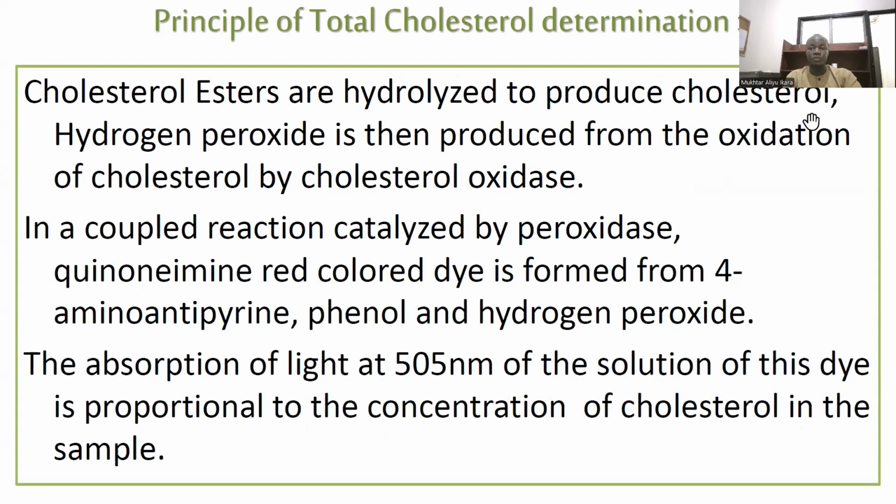So the cholesterol esters are hydrolyzed to produce cholesterol, and then hydrogen peroxide is produced from the oxidation of cholesterol by the cholesterol oxidase, and in a coupled reaction catalyzed by peroxidase, quinone imine red color dye is formed from 4-aminoantipyrine, phenol, and hydrogen peroxide. The quinone imine pink dye will now be measured at an absorbance of 505 nanometer, and the absorbance of the solution of this dye is proportional to the concentration of cholesterol in the sample.